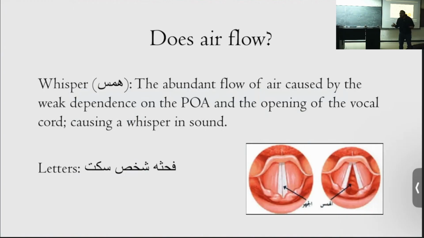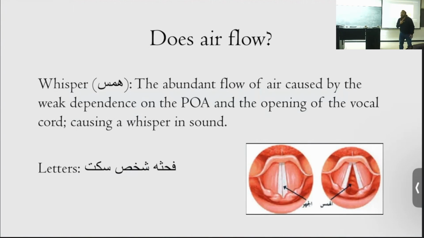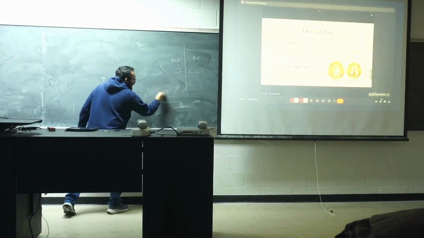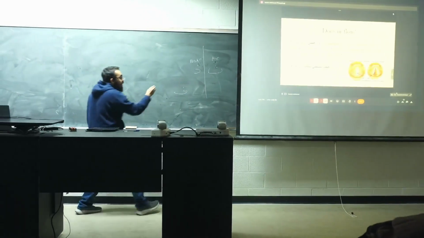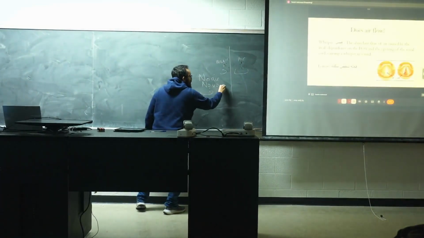S. Now let's try another letter. F. F. Now try to focus on the vocal cords, focus on the flow of air. F. A lot of air is coming out. So now look at this. We're going to create a new letter. Look at this. Fa. No air. No vocal cords. Right?